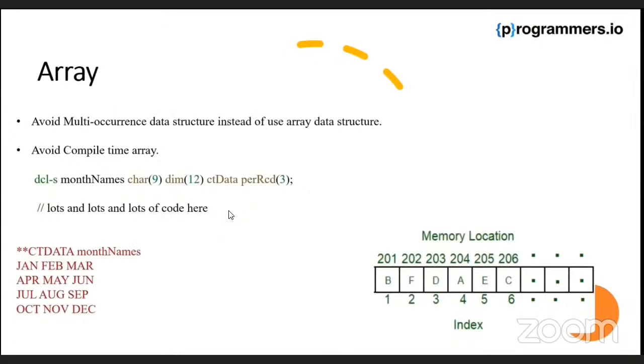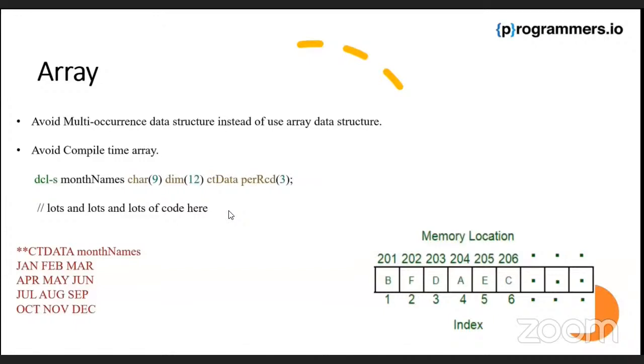After that, the array. Try to avoid multi-occurrence data structures in favor of array data structures. We are using multi-occurrence data structures, but instead of that, we can use array data structures. So it looks good with that also.